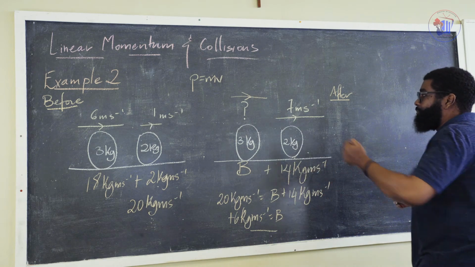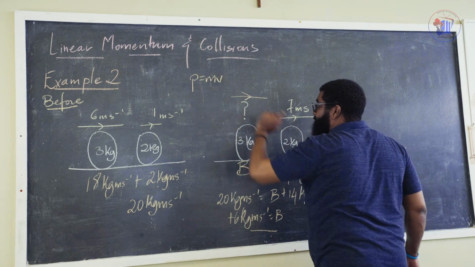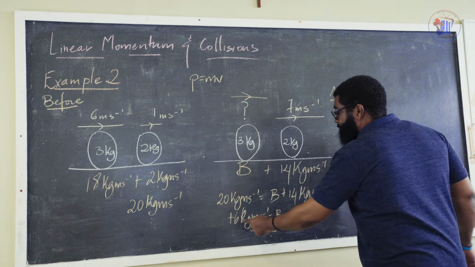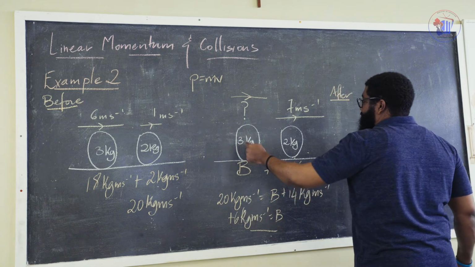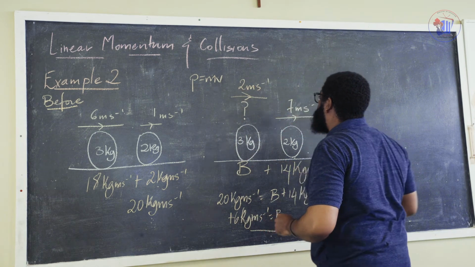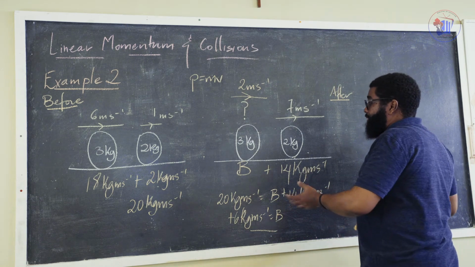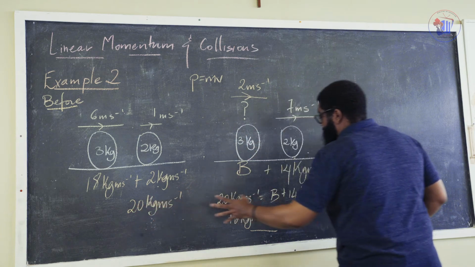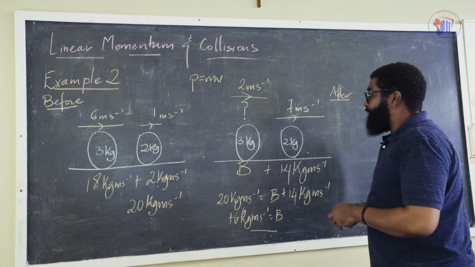Again, momentum P is mass m times velocity v. Therefore, velocity v would be momentum P divided by mass m. Momentum is 6, mass is 3. 6 divided by 3 would give us 2 meters per second. As we can clearly see, if we do the math, the total momentum here is equal to the total momentum here, because we assume the collision to be elastic.